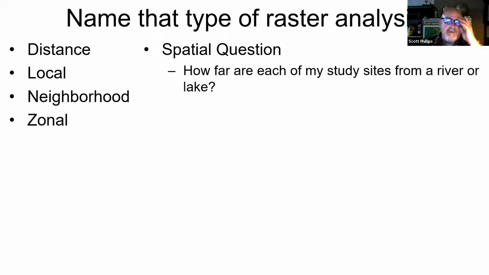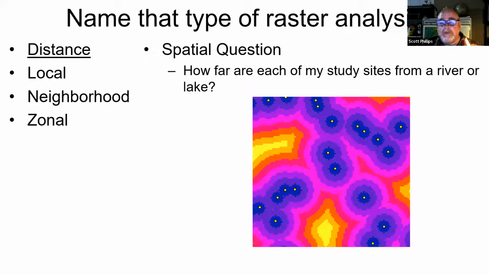Spatial question: how far are each of my study sites from a river or a lake? Any guesses? That one should be kind of a softball. How far is a distance operation. Here, these are points, and this is a raster of distance to these features. If you had a vector feature of rivers and lakes, you can create a raster where the numbers represent the distance from those water features.